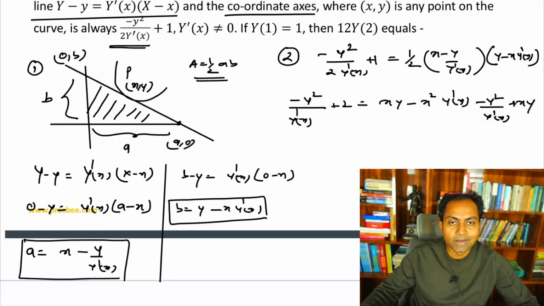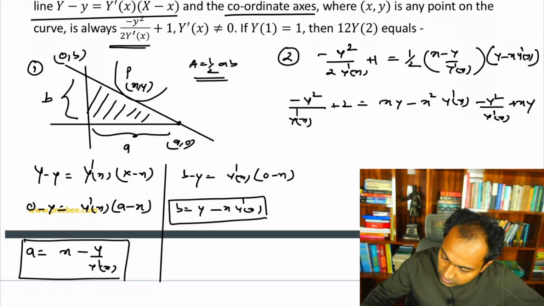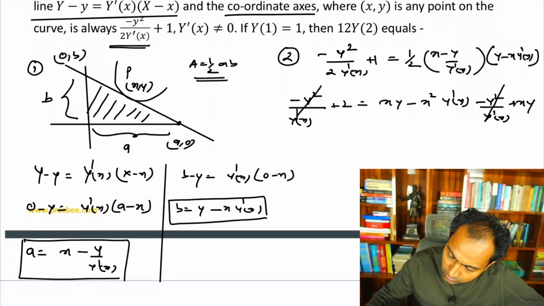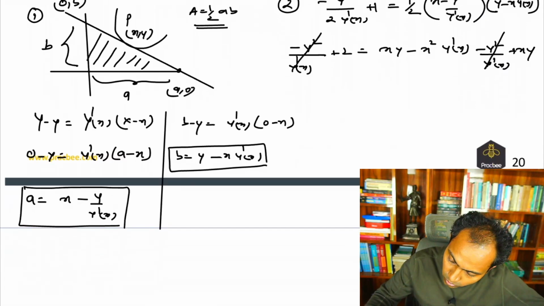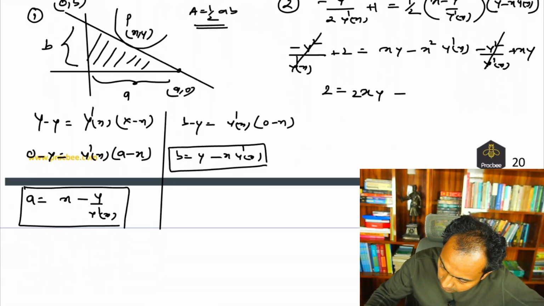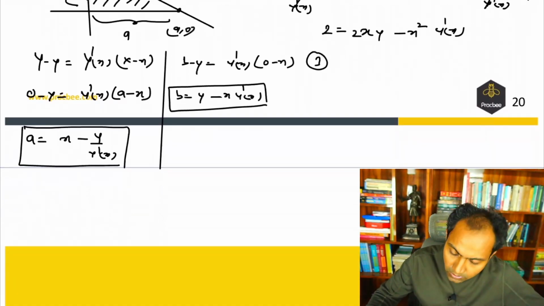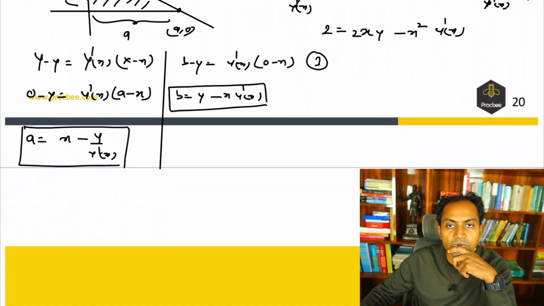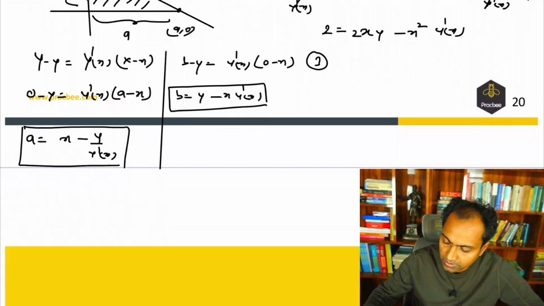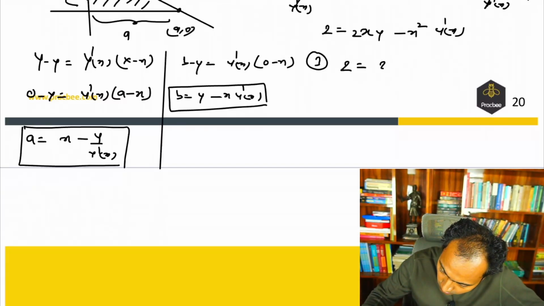What we can clearly see from here after this simplification is, this term is getting cancelled out. And this becomes a very doable kind of equation. 2 is equal to twice of xy minus x square y dash of x. Now, in order to solve this, in the third part, we will have to write this y dash as dy by dx. So 2 is equal to 2xy minus x square dy by dx.